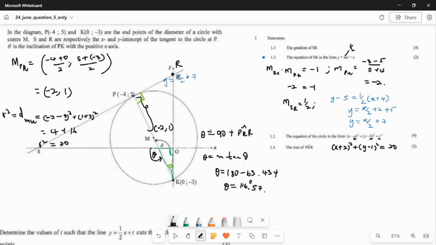And now let us go back to this equation. We know what theta is, so we can easily find what PKR is. So PKR is theta, which is 116.57 minus 90. In my case, I'll just say answer minus 90. We get our PKR as 26.57, rounded off to 2 decimal places.